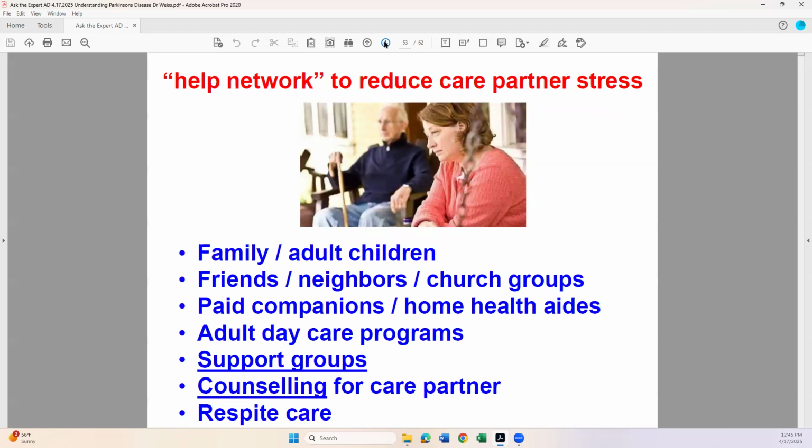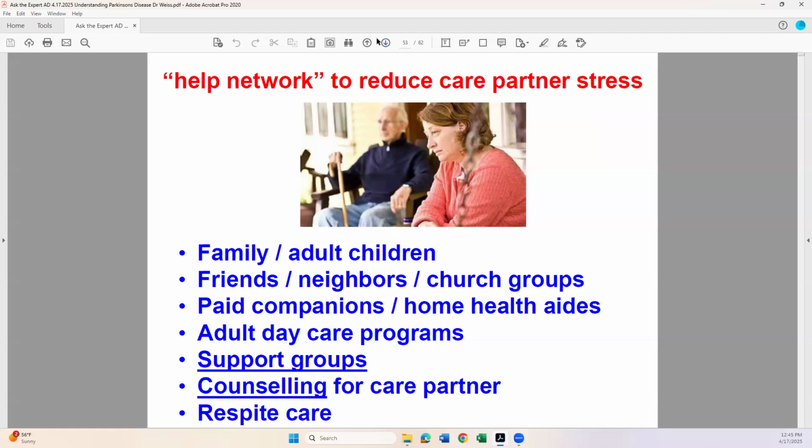So once again, we need that team approach. How can we reduce the stress on the care partner? Clearly engaging family and adult children to pitch in and help. And I always tell families, kids always say, I'll help whenever, just let me know. No, you should set up a regular schedule. You need a commitment. Every Saturday, you're going to be here for 3 hours. You need to have that commitment rather than make it nebulous.